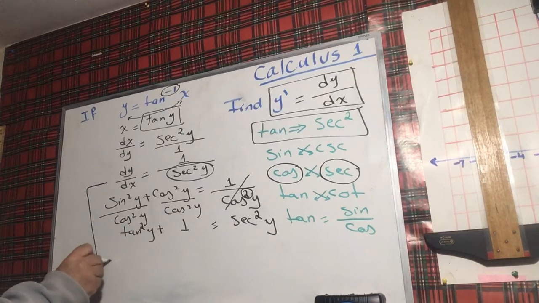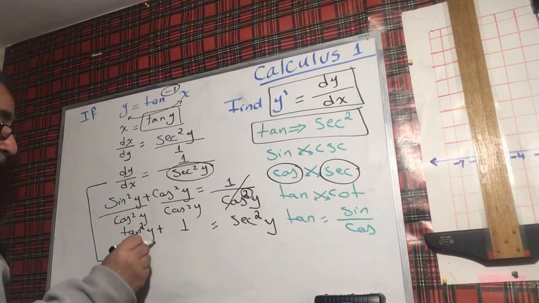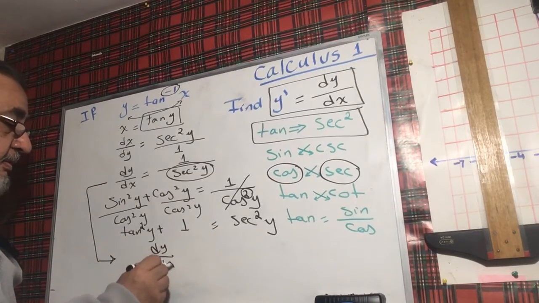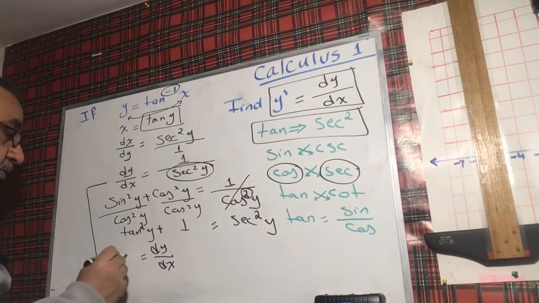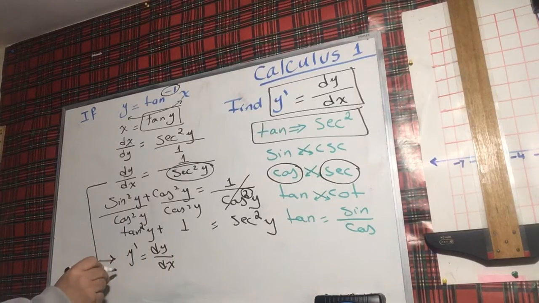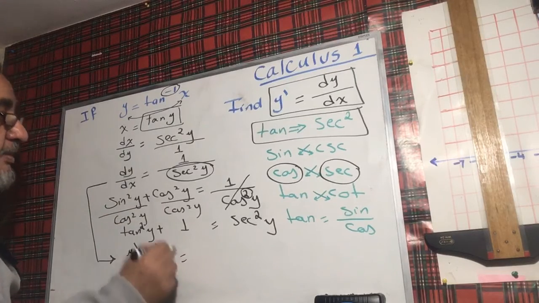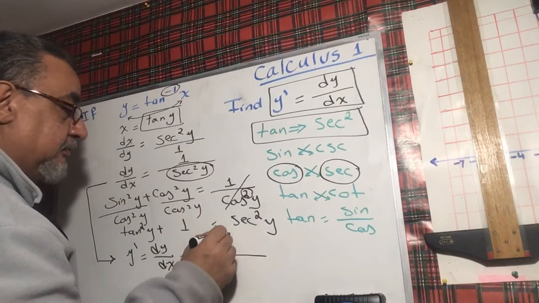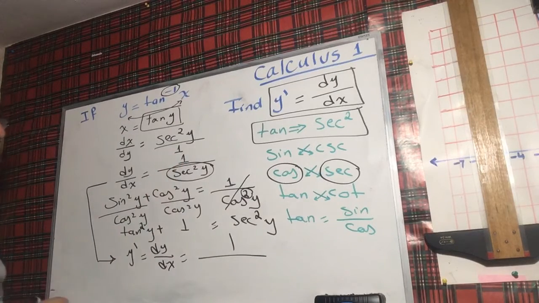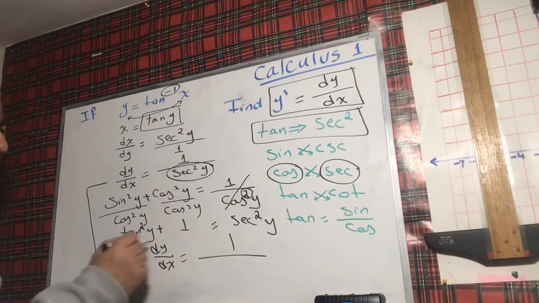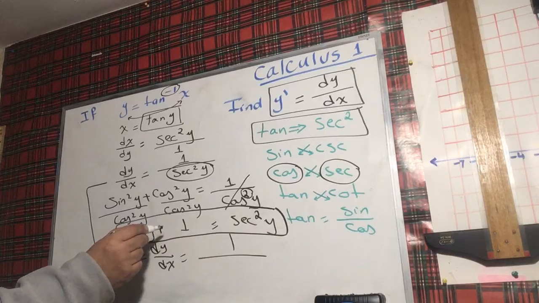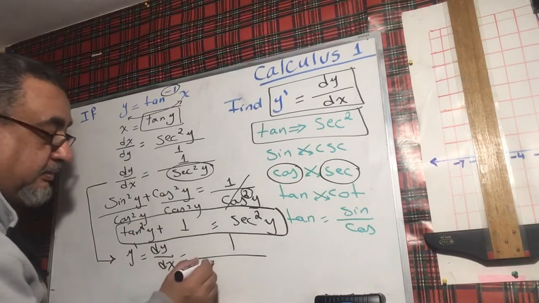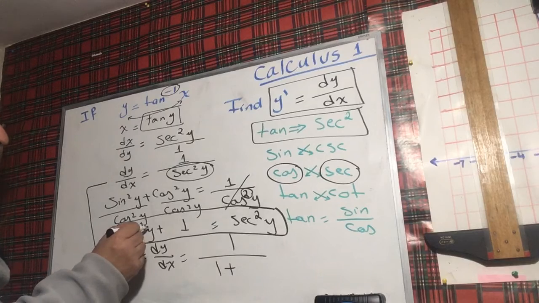I can find dy/dx. dy/dx is y prime, and this is what you're asked to find. So dy/dx equals 1 over secant squared of y, and secant squared of y equals this value: 1 plus tangent squared of y.